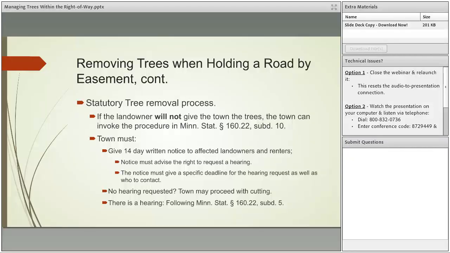If it's one of the supervisors, such as a road supervisor, it can be him. But if you're going to invoke this process, you must have a 14-day written notice. And if the landowners don't request a hearing, the town can proceed with cutting the tree. So this can be a fairly short process. It can be 14 days.